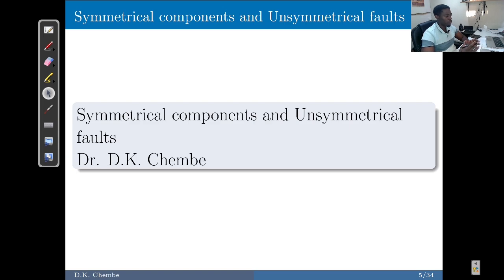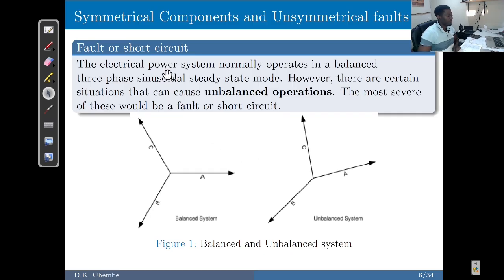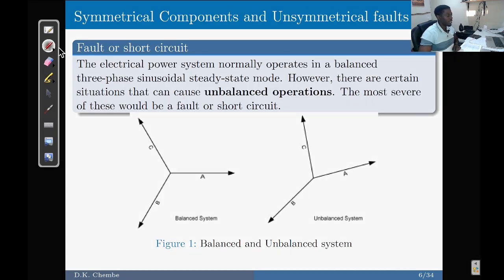So I'm going to introduce what the symmetrical components are, and then eventually we look at the unsymmetrical faults, and then later on I show you how to solve unsymmetrical faults using the Z-bus, which is basically the inverse of the Y-bus. Okay, so our topic of discussion is the symmetrical components and the unsymmetrical faults. Basically, I did introduce already. If you watch my YouTube channel, I've already discussed in most of my previous videos.